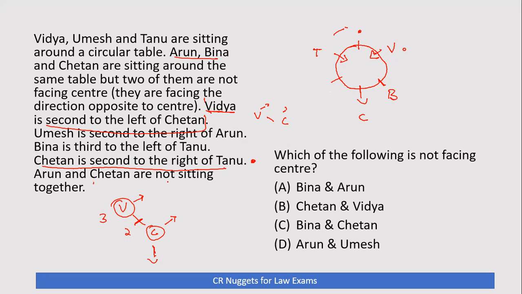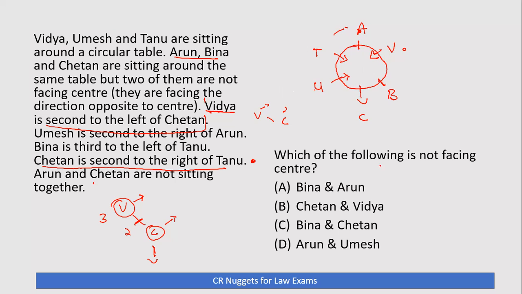Okay. Arun and Chetan are not sitting together. So if Arun and Chetan are not sitting together, Arun cannot sit here. Arun is here. Again, I don't know whether Arun is looking inside or outside, but I definitely know the remaining person, Umesh, is looking inside, because Vidya, Umesh and Tanu are looking inside. Now this is all I have.